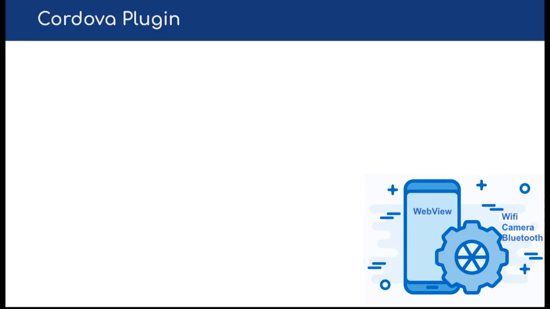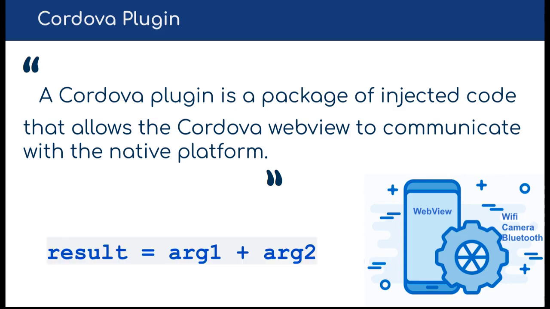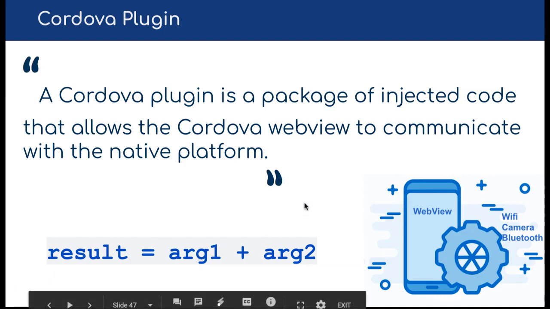So what is Cordova plugin? Basically, a Cordova plugin is a package of injected code that allow the Cordova web view to communicate with the native platform. In this section, I will show the step how to create a dummy plugin for Android platform which simply perform the calculation between two integers implemented in Java. Then could be consumed by JavaScript code in our Cordova application. We'll just show one argument plus second argument equal to result.